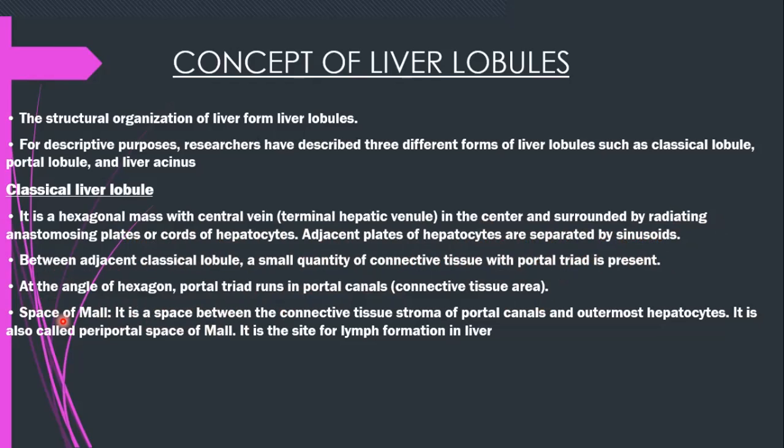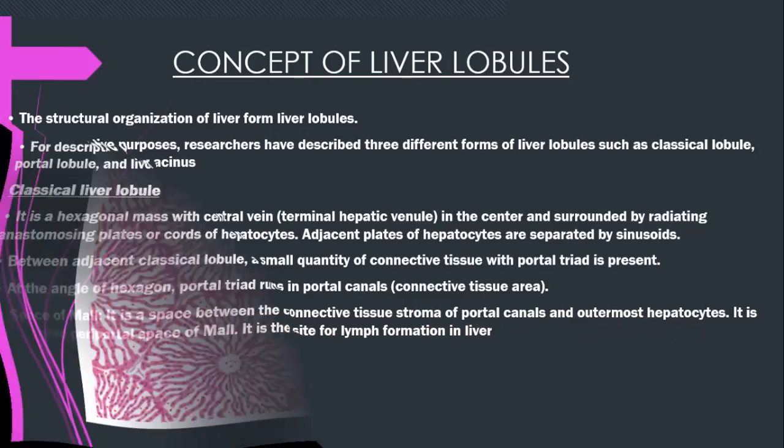Now, what is the space of Moore? It is the space between the connective tissue stroma of the portal canal and the outermost hepatocytes. It is also called the periportal space of Moore, and it is the site for lymph formation in the liver. Okay, let me show that in a diagram.